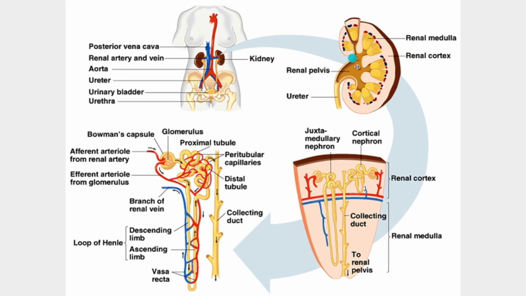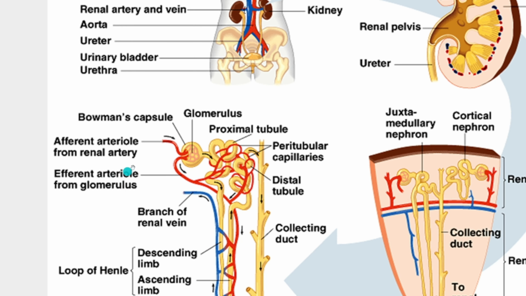It is a dark red, bean-shaped structure, and then we have two blood vessels, the renal artery and the renal vein. The artery of course transports oxygenated blood, and the vein transports deoxygenated blood. For the artery, we have the afferent and efferent arterioles, and the afferent is thicker than the efferent. I think you all already know that.